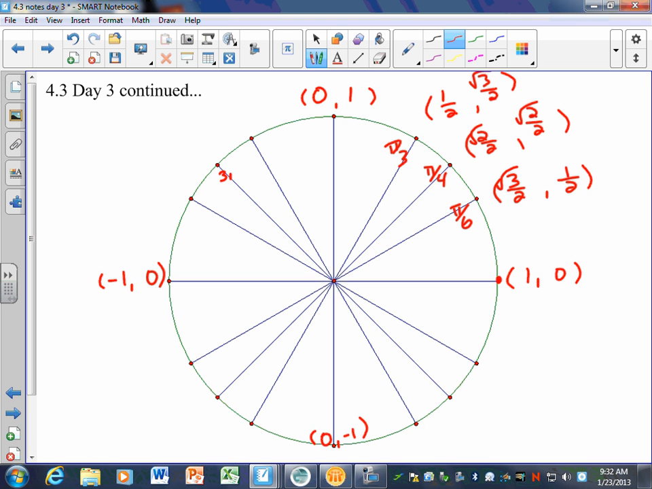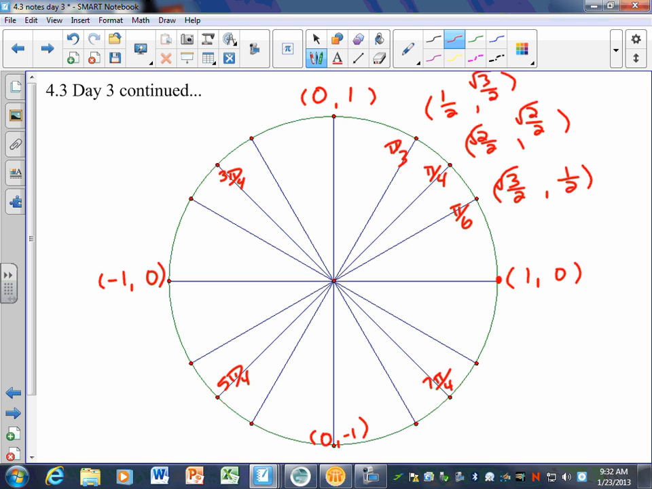This one's going to be 3 pi 4. This one in the middle is going to be 5 pi 4. And this one down here is going to be 7 pi 4. They're all going to have the same ordered pair as the square root of 2 over 2, square root of 2 over 2. And then you have to make sure that you know the negatives to go with it. So really, if you know the first quadrant, you should be able to do the rest of them.